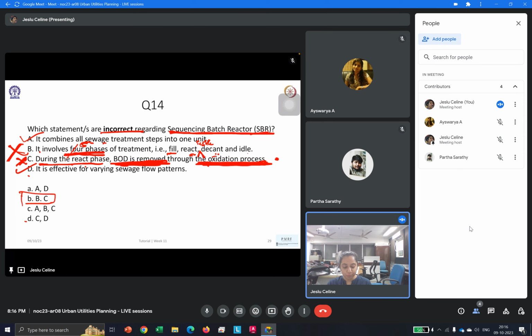That's one way to go about it. But again, if only option B was there, then it would be confusing, right? So in that case, I'm just explaining that in the react phase, BOD is removed, but the second portion, which says that it is removed through the oxidation process, is not the correct statement. So this is wrong. So answers B and C are wrong. Any doubts in this? No? Okay, let's proceed further.